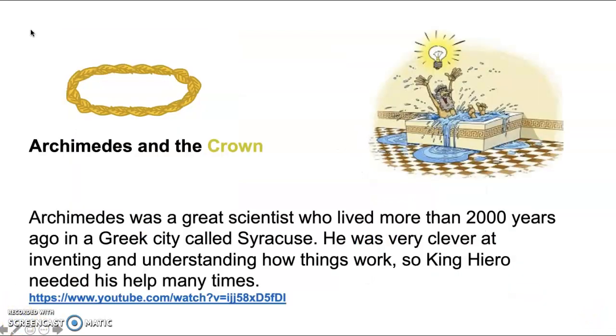Now, like many things in science, a lot was discovered thousands of years ago, and Archimedes and the crown is no different. Now, Archimedes was a great scientist who lived more than 2,000 years ago in a Greek city called Syracuse. He was very clever at inventing and understanding how things worked, so King Hiero needed his help many times. Take a look at the YouTube video linked below to see exactly what the story was. The video is only about 4 or 5 minutes, so it shouldn't take you too long.